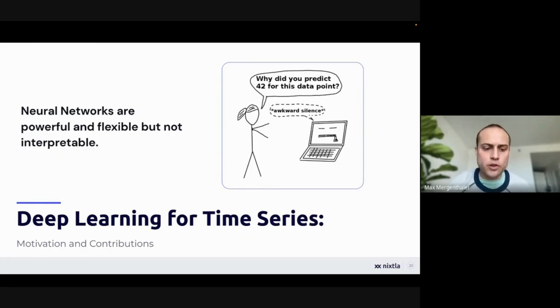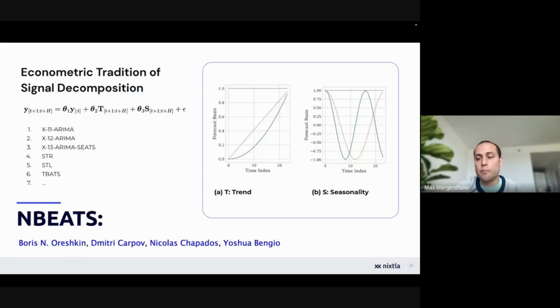And we think that bridge is necessary because although we agree and see that neural networks, or deep learning in general, is powerful and flexible, it is hardly interpretable. And that represents a big challenge if you are taking crucial decisions based on the models that you are developing.